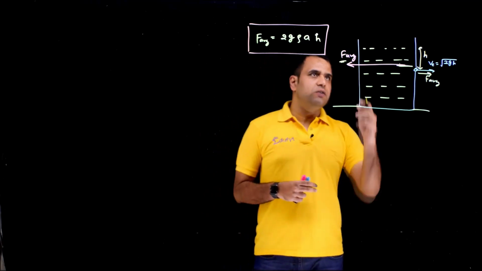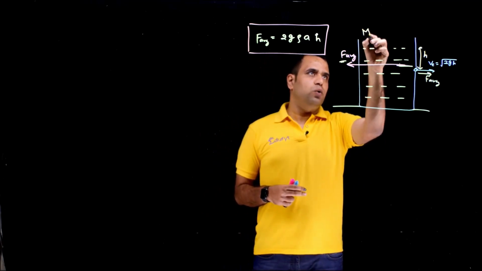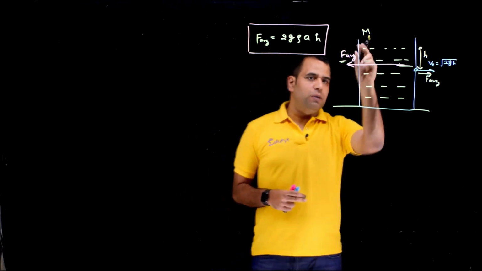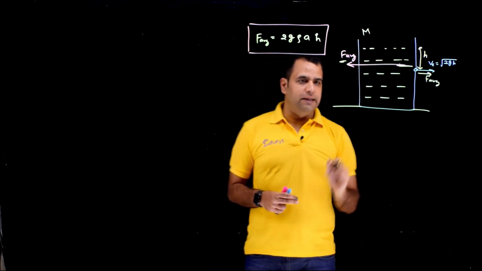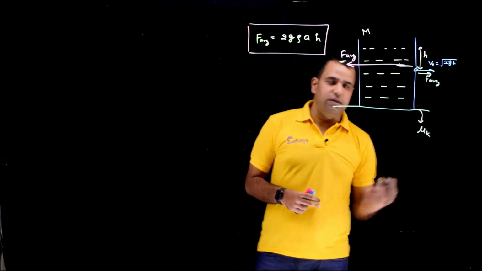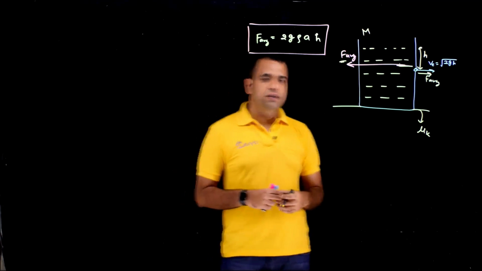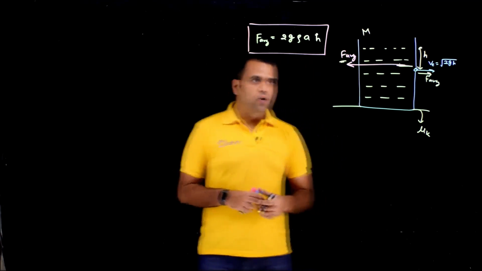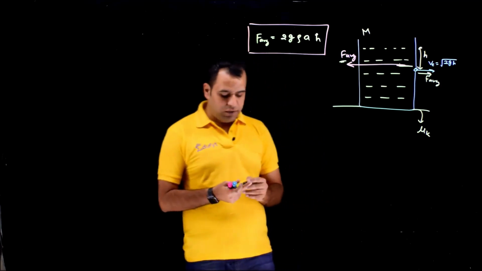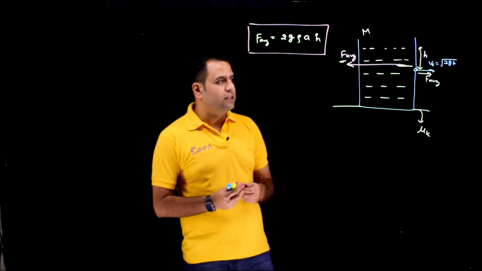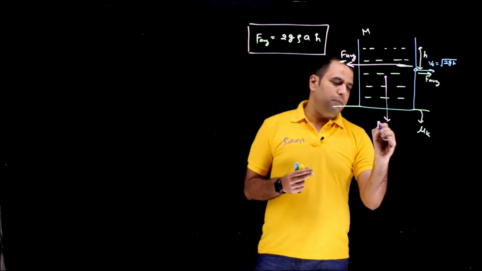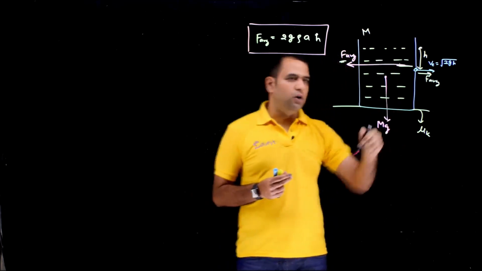So let's assume for the time being the total mass of the vessel is capital M. That total mass means vessel plus the liquid inside, and this surface is having kinetic friction, with coefficient of kinetic friction equal to mu k. If we study the forces applied onto this vessel, there are 4 types of forces. First one is capital Mg, which is acting downward.